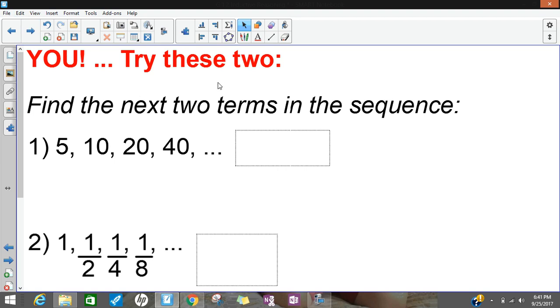So I'd like you to try these 2. So I want you to press pause. I want you to give these 2 a shot on your own. Think them through. Find the next 2 terms in each sequence, and then press play, and I will go over the answers.